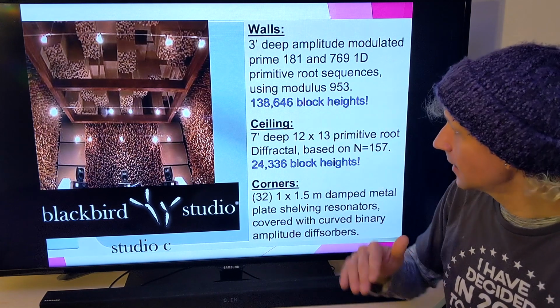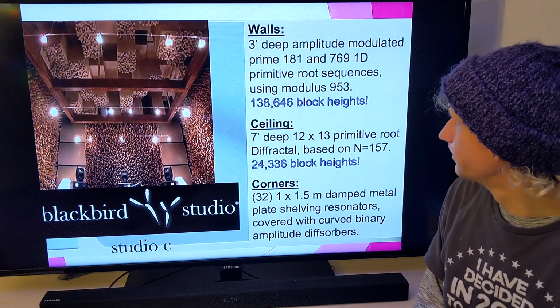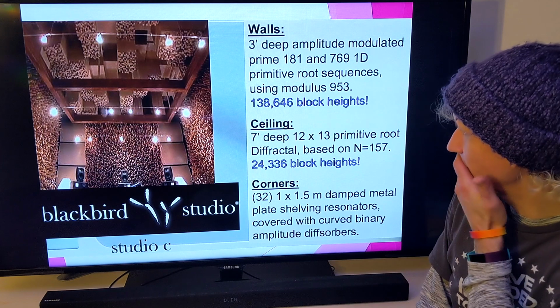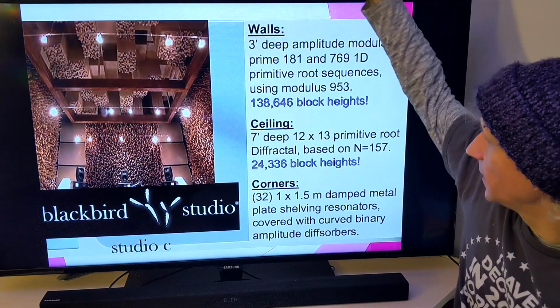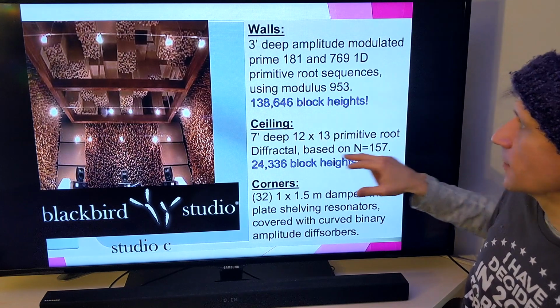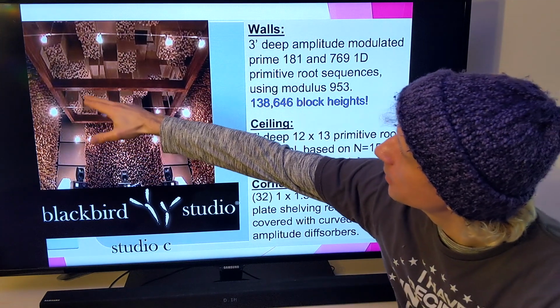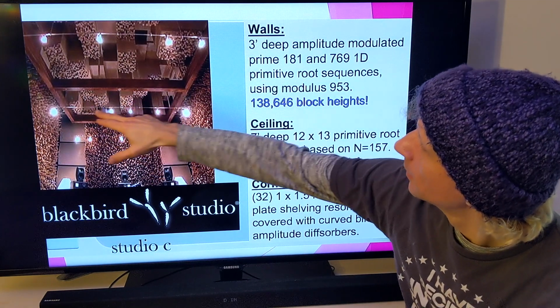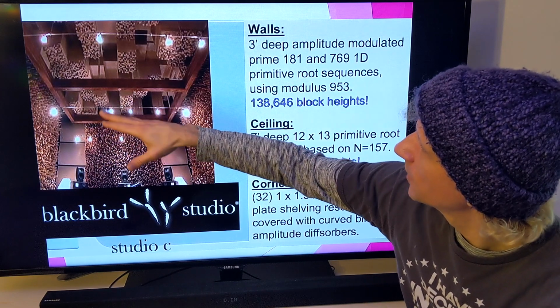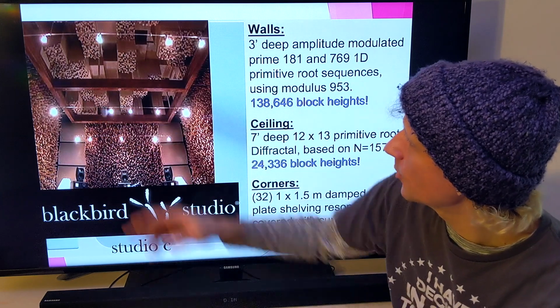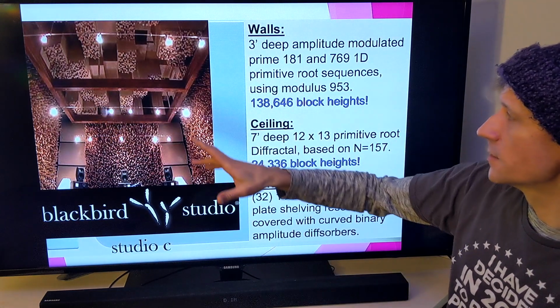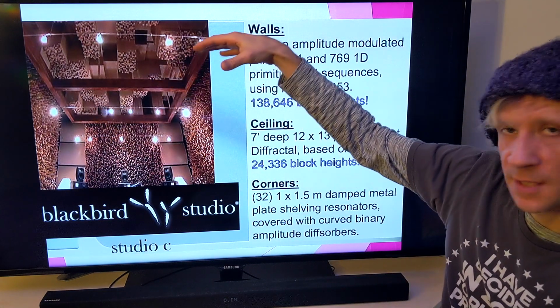138,646,000 different heights. That is massive. Ouch. Wow. The ceiling is 7 feet deep, and it's basically a diffractal. So you can see, take a look, you can see the large scale QRD diffuser happen, and then the smaller scale, like the rest of the walls on top of that. So that's diffusing super low frequencies up there.